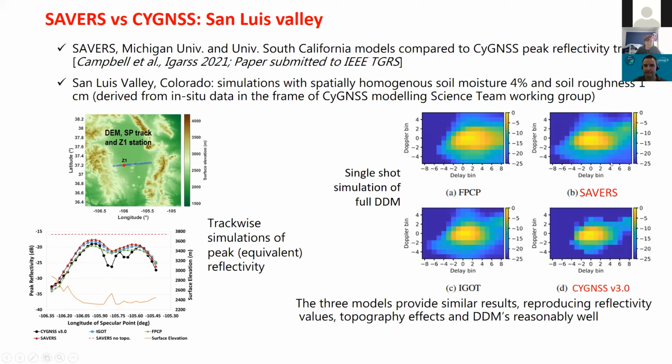On the right, the simulations of the DDM are also reported for a single shot along the track going over San Luis Valley, together with the Cygnus DDM on the rightmost plot. We see that the three models provide similar results, reproducing reflectivity values, topography effects, and DDMs reasonably well.